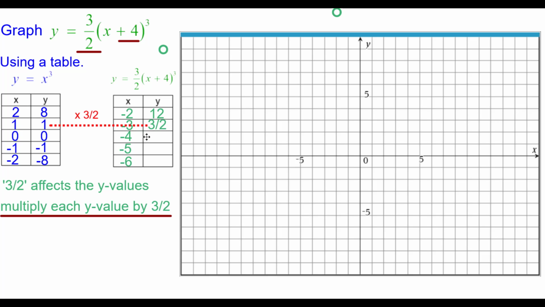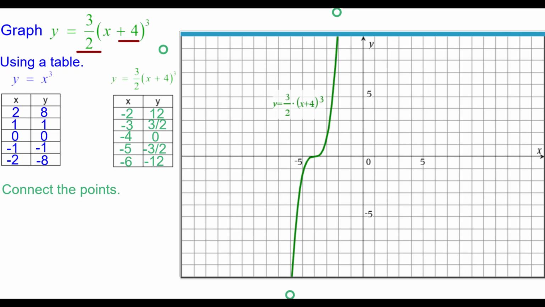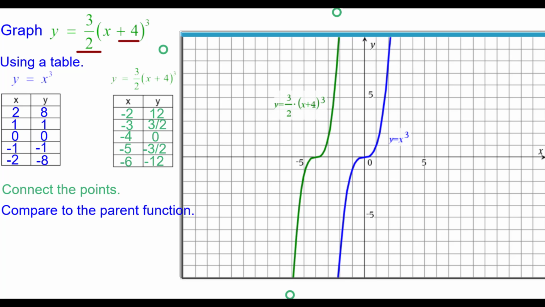1 times 3 halves is 3 halves, so negative 3, up 1.5. 0 times 3 halves is still 0, so negative 4, 0 is our x-intercept. Negative 1 times 3 halves is negative 3 halves, so negative 5, down 1.5. And negative 8 times 3 halves is negative 24 halves, which is negative 12. So negative 6, negative 12. Connect the points to look like a cubic curve compared to the parent function.